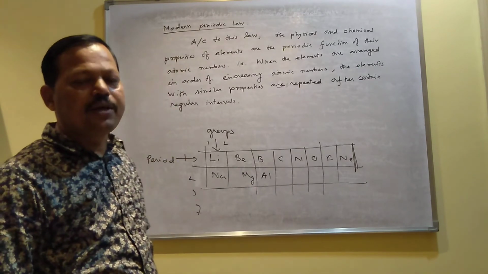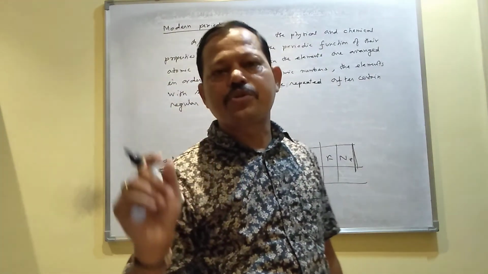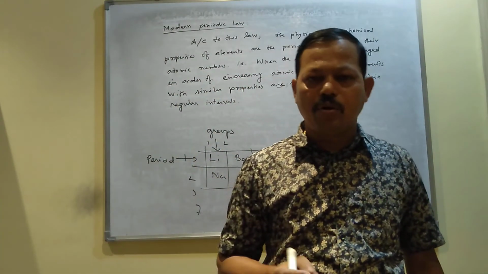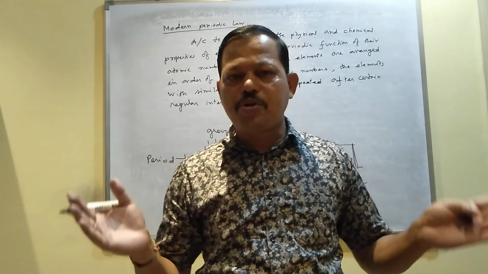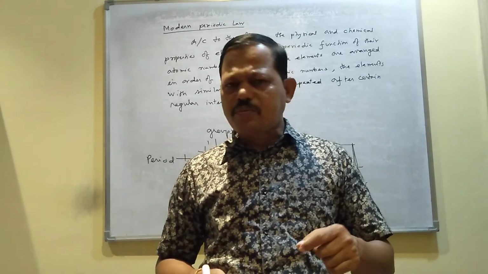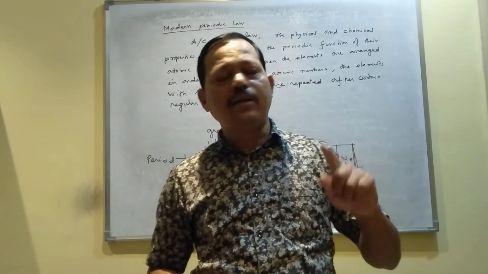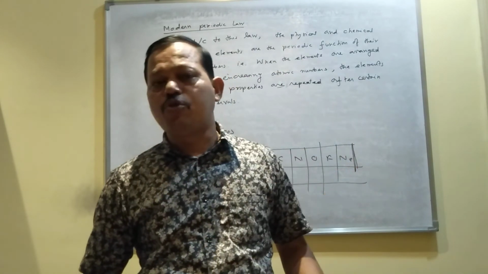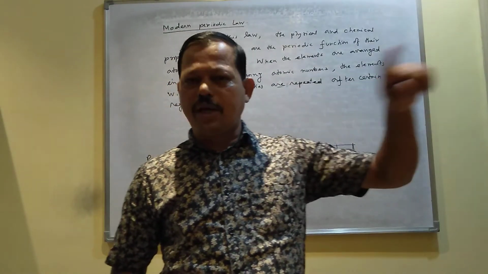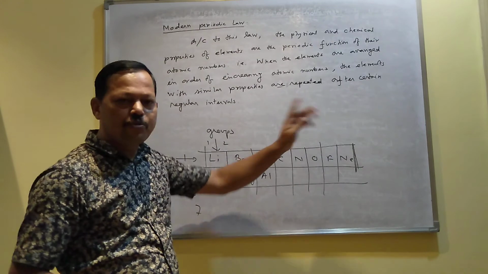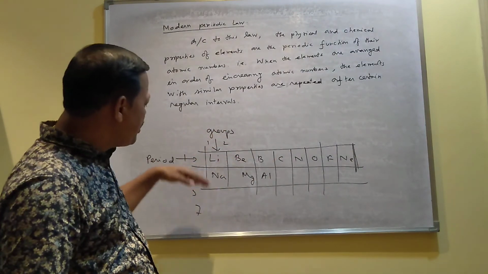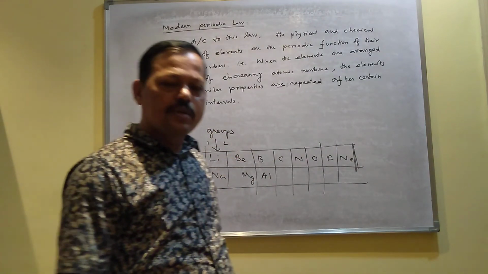You should know one thing: how many periods and how many groups are present in the modern periodic table. Always remember, in the modern periodic table, there are 7 periods and there are 18 groups. Group number 1 to 18, and similarly period number 1, 2, 3, 4 up to 7.